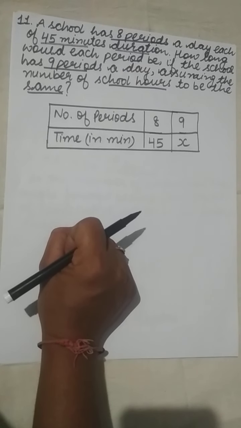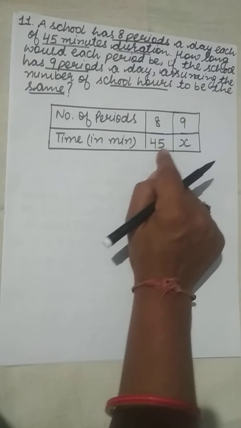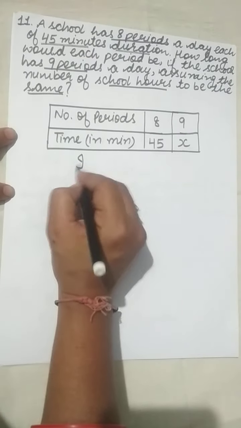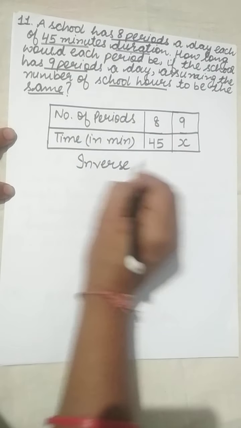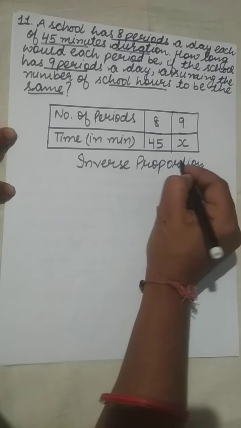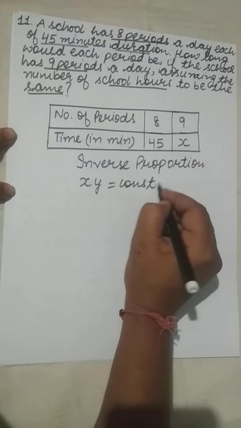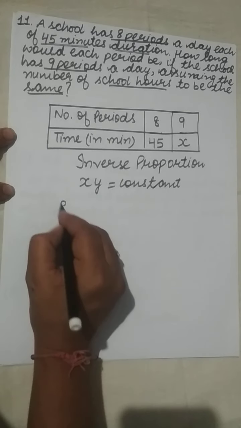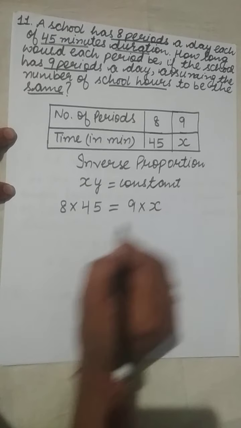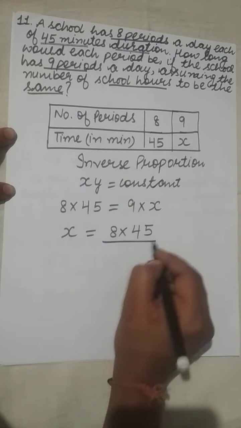As the total number of hours is the same, as the number of periods increases, time per period will decrease. So this is inverse proportion. xy must be equal to constant. So 8 multiplied by 45 must be equal to 9 multiplied by x. x is equal to 8 multiplied by 45 divided by 9.